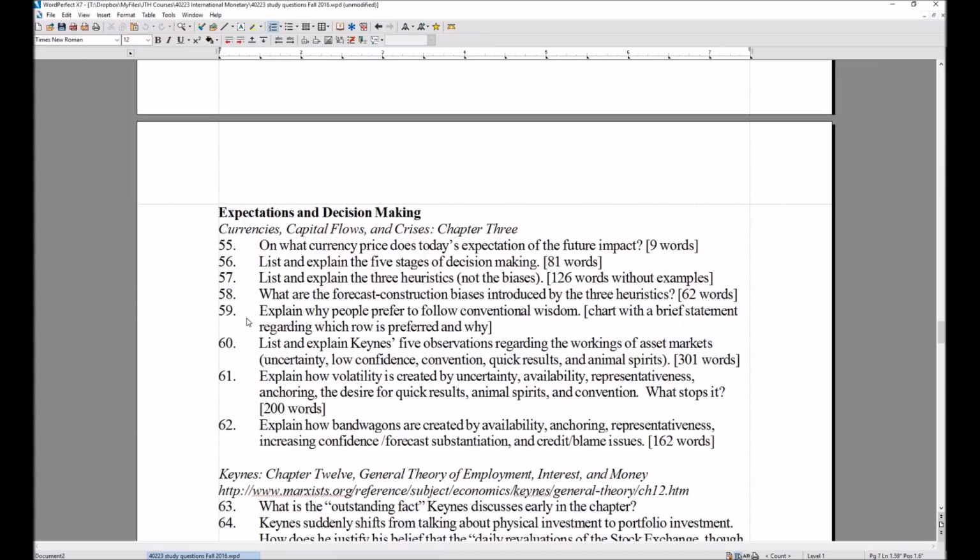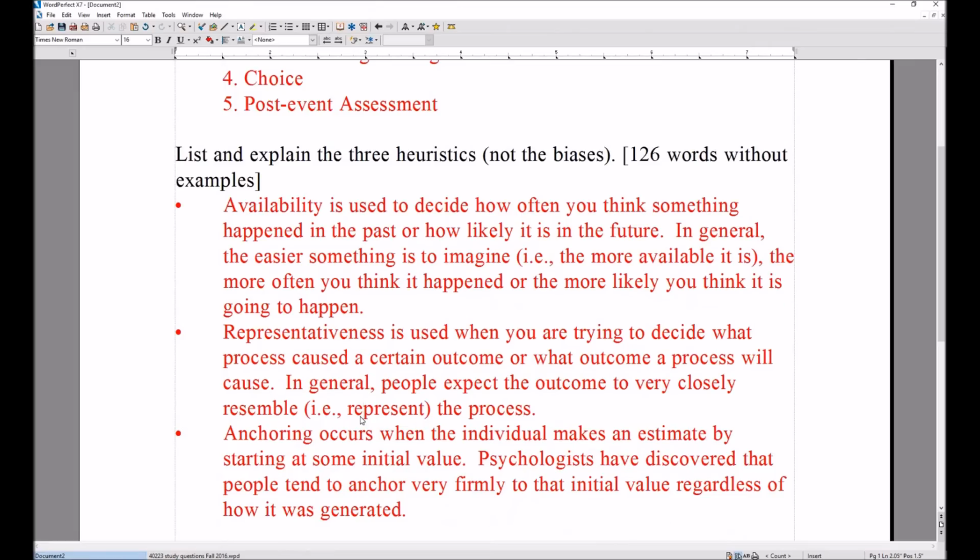Let's jump over to 58. I'm going to try to do 58 and 59 here, and then we'll stop. Okay, 58. What are the forecast construction biases introduced by the 3 heuristics? And I already started talking about them. It's in the book. It's easy to find.